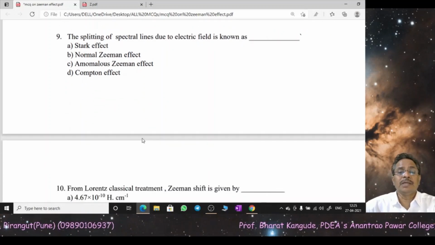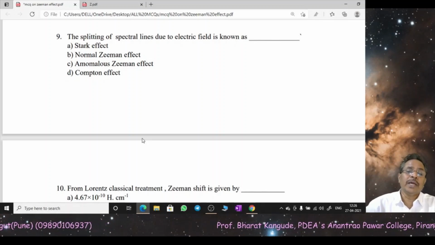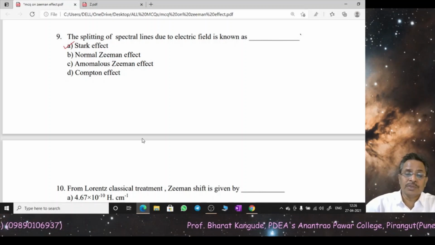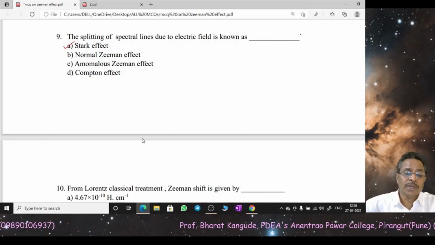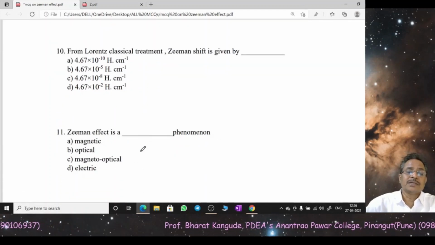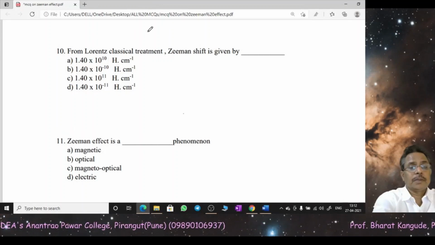Then question number 9, again a theory question. The splitting of spectral lines due to an electric field is known as, again, the Stark effect. It is neither the normal Zeeman effect nor the anomalous Zeeman effect, and there is no question of a quantum effect at all. Now question number 10: from Lorentz classical treatment the Zeeman shift is given by.